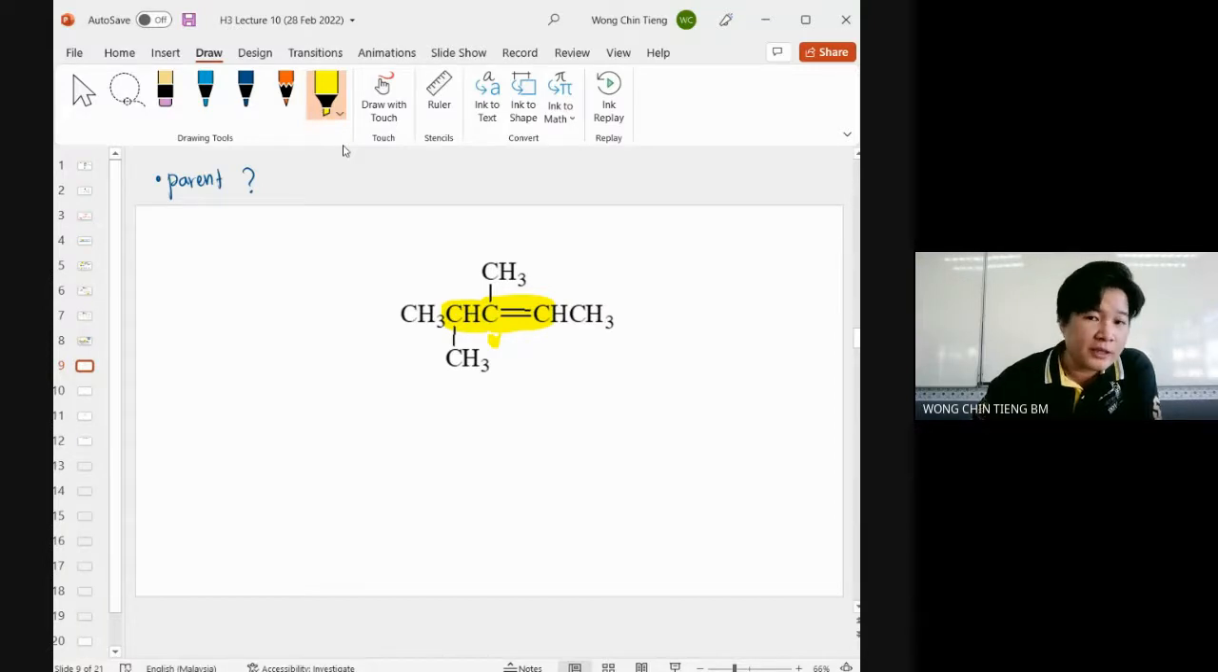Lepas tu jumpa cabang lagi. Jumpa cabang satu carbon. Sama je lah pergi straight atau turun bawah. So kita pun sama je, kita turun bawah. Okay. Bergerak ke kanan pula, carbon-carbon double bond tak ada pilihan. Satu je jalan straight. So kita go through it. That is how we find the longest carbon. Sangat-sangat senang. We focus on your carbon-carbon double bond terlebih dahulu.